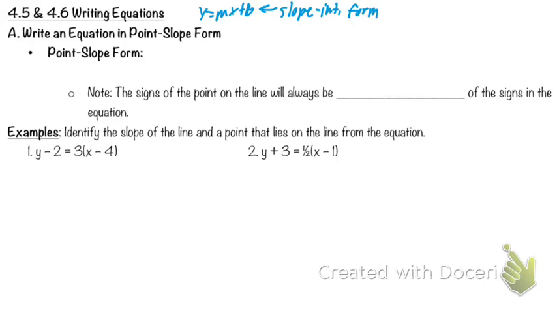The point slope form is y minus y1. This part you do need to write down. Is equal to m times the quantity of x minus x1. Okay? So here's this formula. Y minus y1 is equal to m times the quantity of x minus x1. Note, the signs of the point on the line will always be opposite of the signs in the equation.